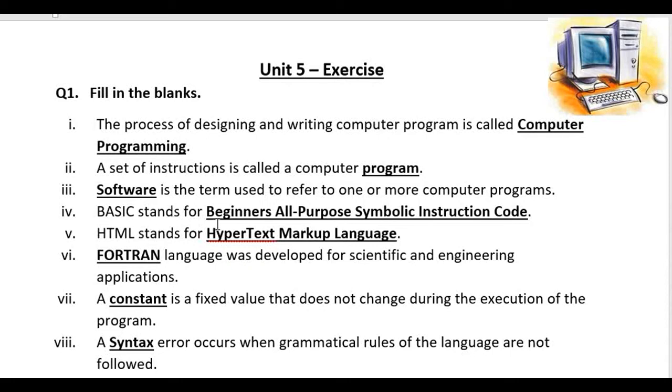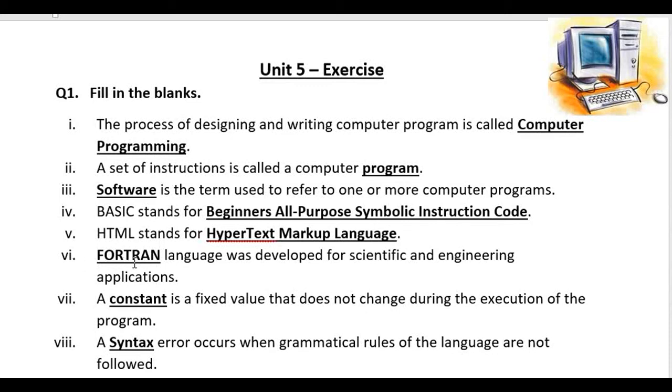BASIC stands for Beginner's All-Purpose Symbolic Instruction Code. Remember that whenever there is any abbreviation, you must memorize it. In the same way, the fifth fill in the blank is HTML stands for Hypertext Markup Language, which is a web development language.